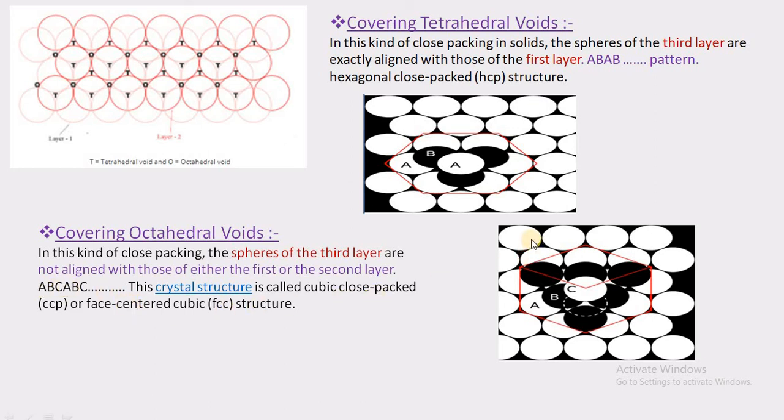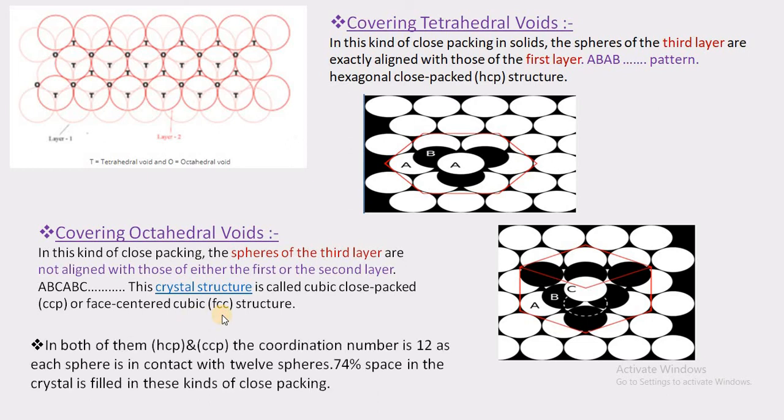The first layer is known as A, the second layer, which is black colored, is known as B, and C is different from A and B because these spheres are placed differently than A and B. Such a type of arrangement results in the cubic close packed structure, that is CCP, or face centered cubic structure. In both these cases, that means hexagonal close packed or CCP or FCC, the coordination number is 12.